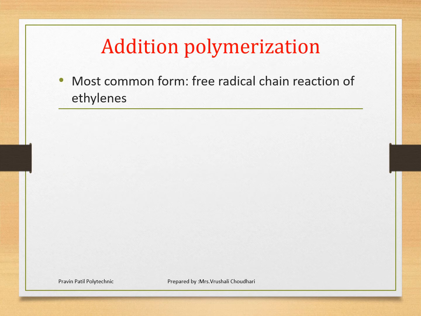Addition polymerization. The main and easiest example is the formation of polyethylene, which is formed from ethylene monomers. That reaction is called a free radical chain reaction.